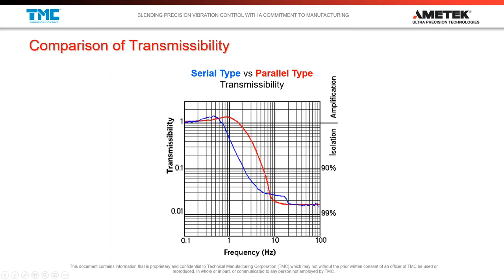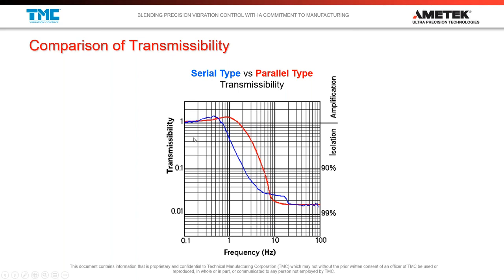So the resonant frequency is very, very low in a serial type system, and this is a characteristic of the feedback control electronic loops. It actually is not a mechanical resonance, unlike the parallel type systems, which have a mechanical resonance that you're always trying to suppress due to the nature of its own system. And you can see the parallel curve isn't going to hit 50% isolation until roughly 3 or 4 hertz, and it's not going to hit 90% isolation until much higher frequencies.